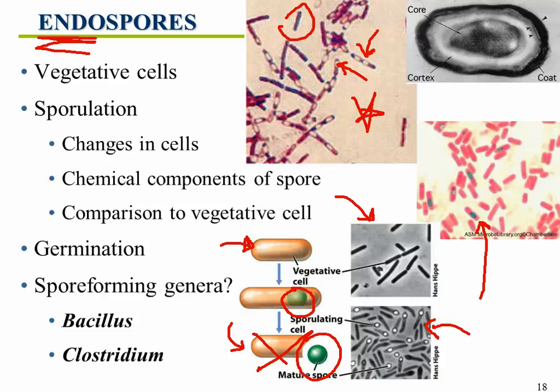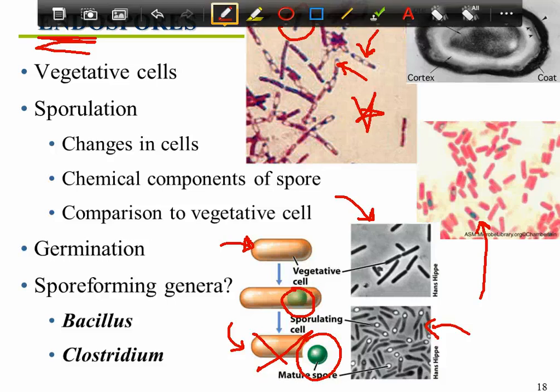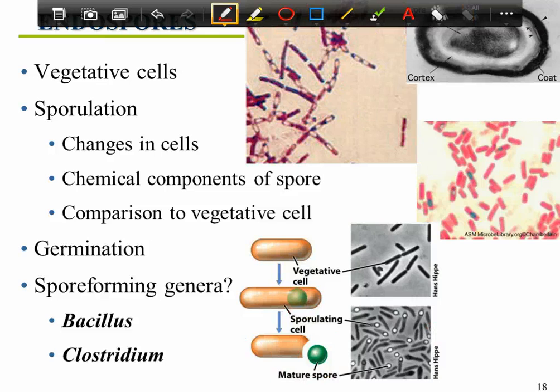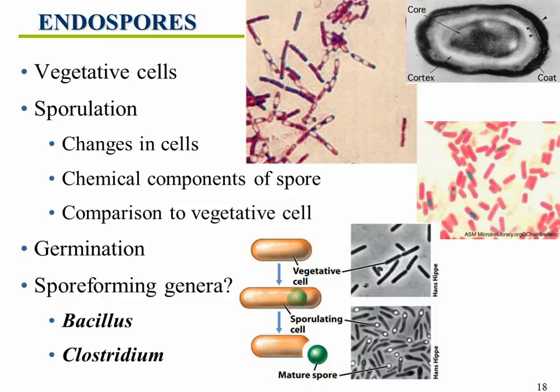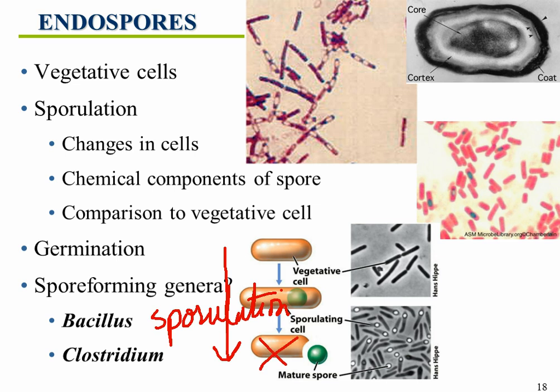The movement from, let me get rid of all this drawing. This change that you see right here from vegetative cell to spore is called sporulation. But then, remember, this cell dies, releasing the spore. The spore can live in a dormant stage, doing absolutely nothing, no metabolism, nothing, for a long, long time.